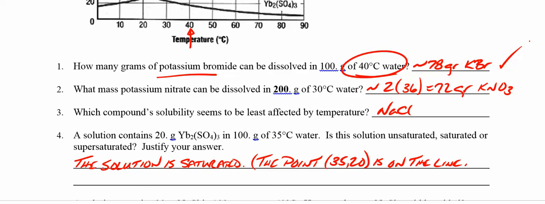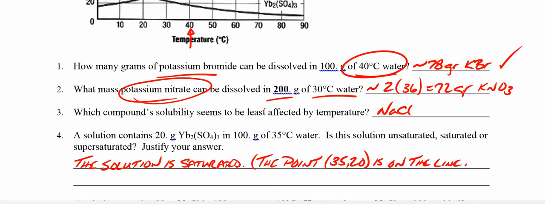Let's look at number 2. What mass of potassium nitrate can be dissolved in 200 grams at 30 degrees? So 30-degree water, this is potassium nitrate, but look what's changed here. 200 grams. Well, here's the strategy that I'm going to use. I'm going to look up potassium nitrate at 30 degrees, and I'm going to find out from the graph how much 100 grams can hold, and then I'm going to double that. So let's take a look at the graph.